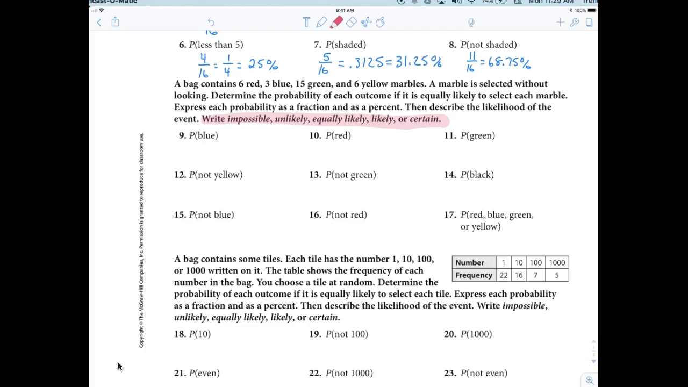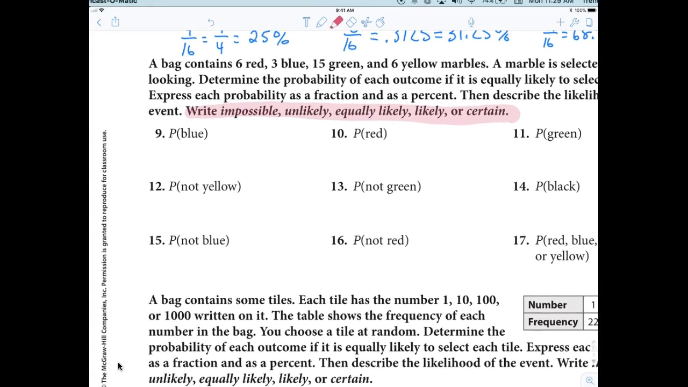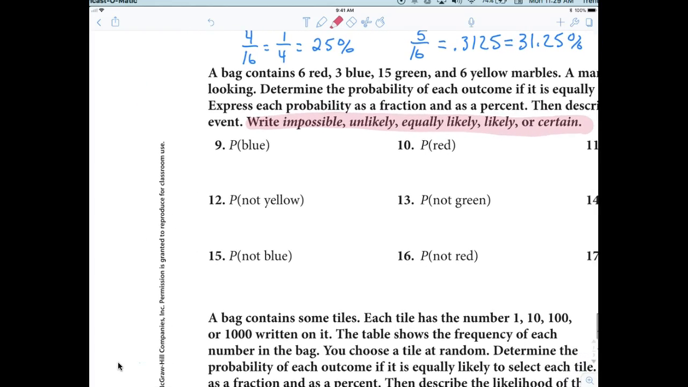Now, Julian, go ahead and read it to me real quick. A bag contains 6 red, 3 blue, 15 green, and 6 yellow marbles. A marble is selected without determining the probability of each outcome. It is equally likely to select each marble. Express each probability as a fraction. Perfect. So now, what's the probability of getting a blue? So you have to add them all up. Exactly. Are there 30 marbles, guys? Okay. So what I want you to do is put total is equal to 30.